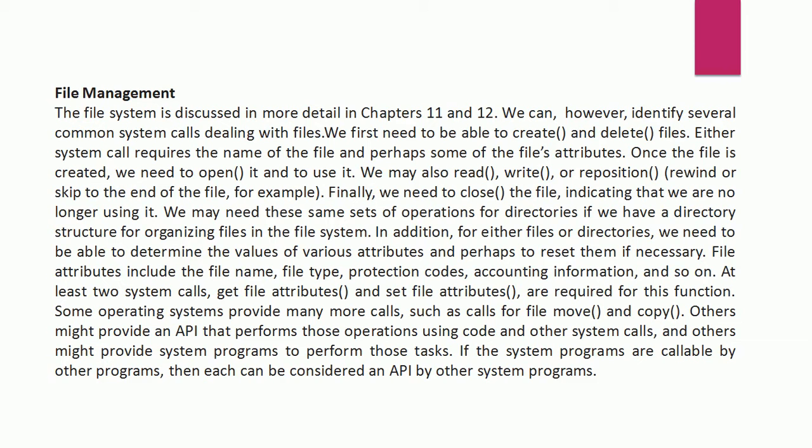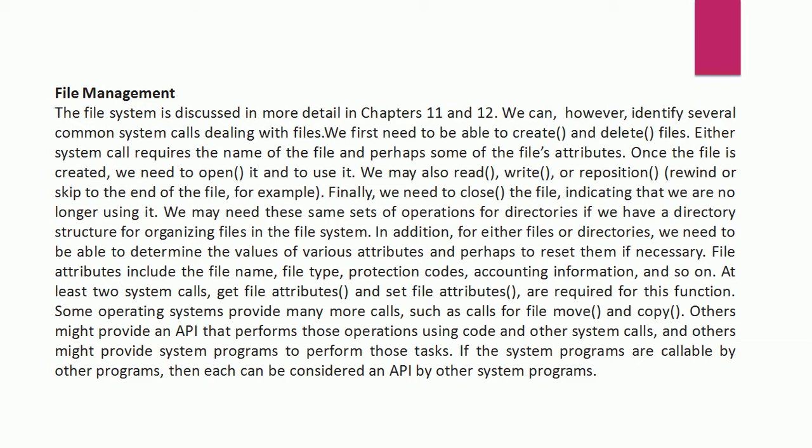We need some of these same sets of operations for directories if we have a directory structure for organizing files in the file system. For either files or directories, we need to determine the values of the various attributes and perhaps to reset them if necessary. File attributes include the file name, file type, protection codes, account information, and so on. At least two system calls, get file attribute and set file attribute, are required for this purpose.